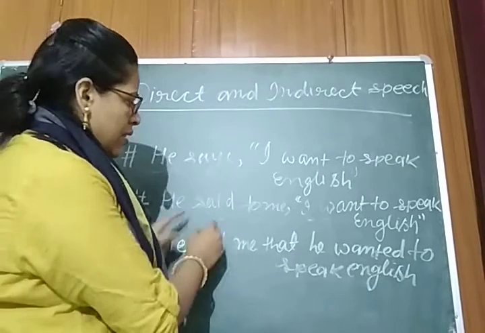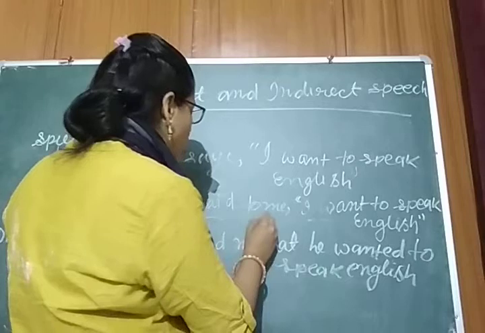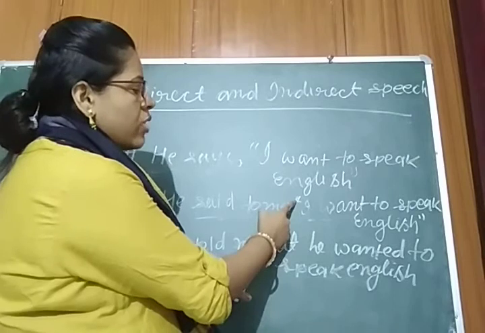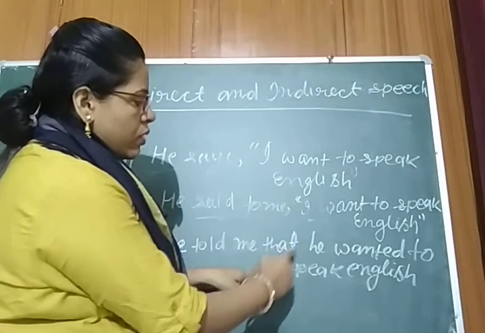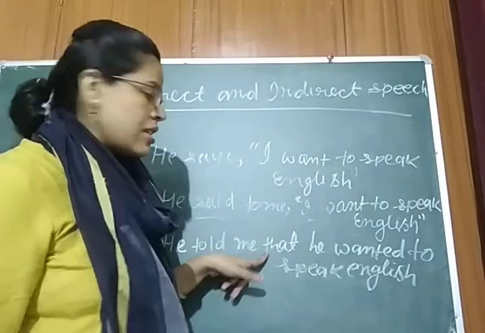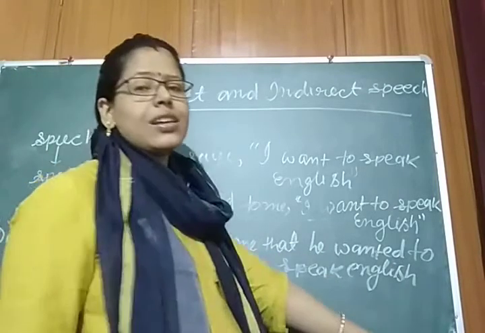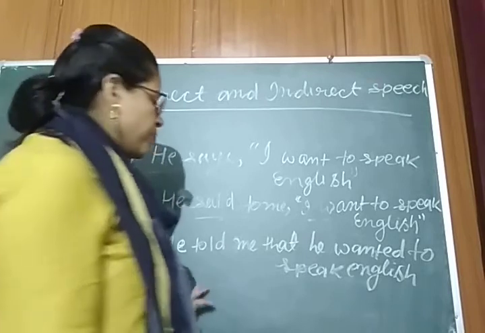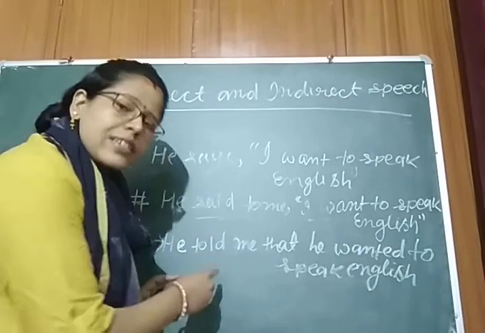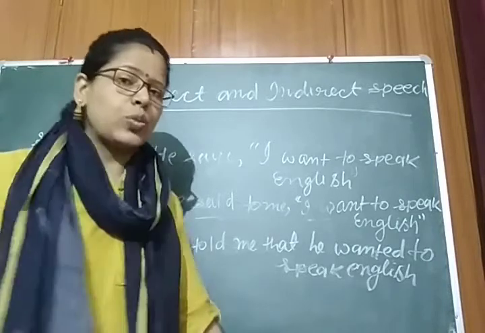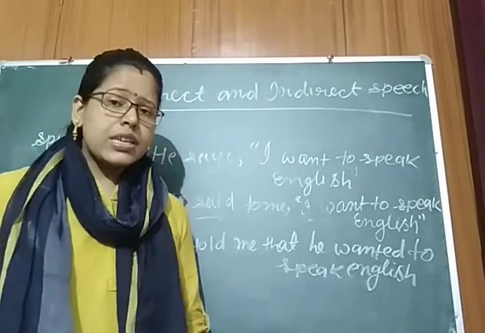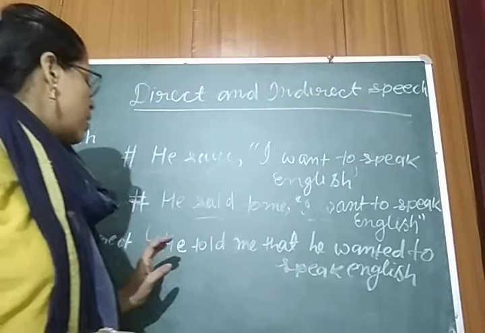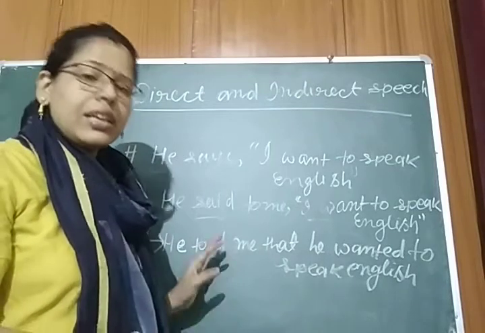But see the other one: He told me. There is a little change. In the earlier sentence it was given "said to me," but here it is "told me." And the double inverted commas were removed, and in their place it is written that he wanted to speak English. So this sentence is given in indirect speech, because we are not writing the exact words spoken by the subject. Indirectly we are writing it, so the sentence is said to be in indirect speech.